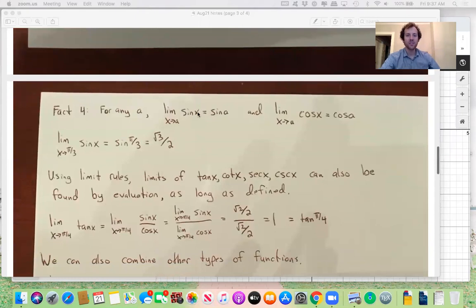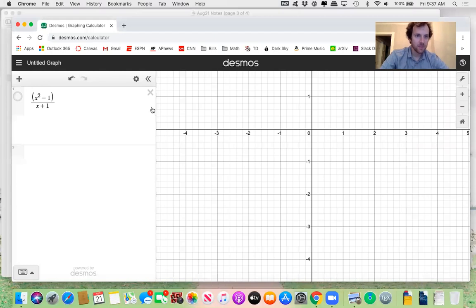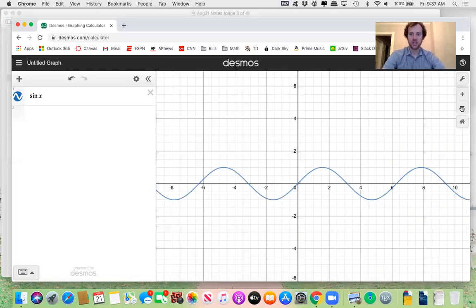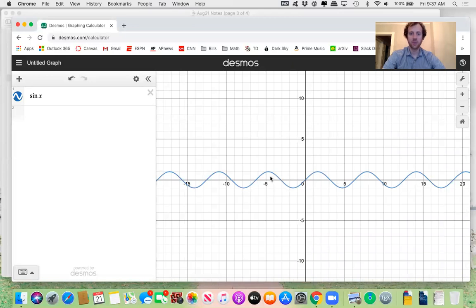And looking at the graphs, this fact is not really surprising. But if we look at sine x, so that's this nice oscillating forever in both directions function. It's nice and smooth. It doesn't have any jumps or holes or asymptotes or things like that. And so this is the kind of function where if you want to know what's happening when you take a limit, it's going to where the function already is.